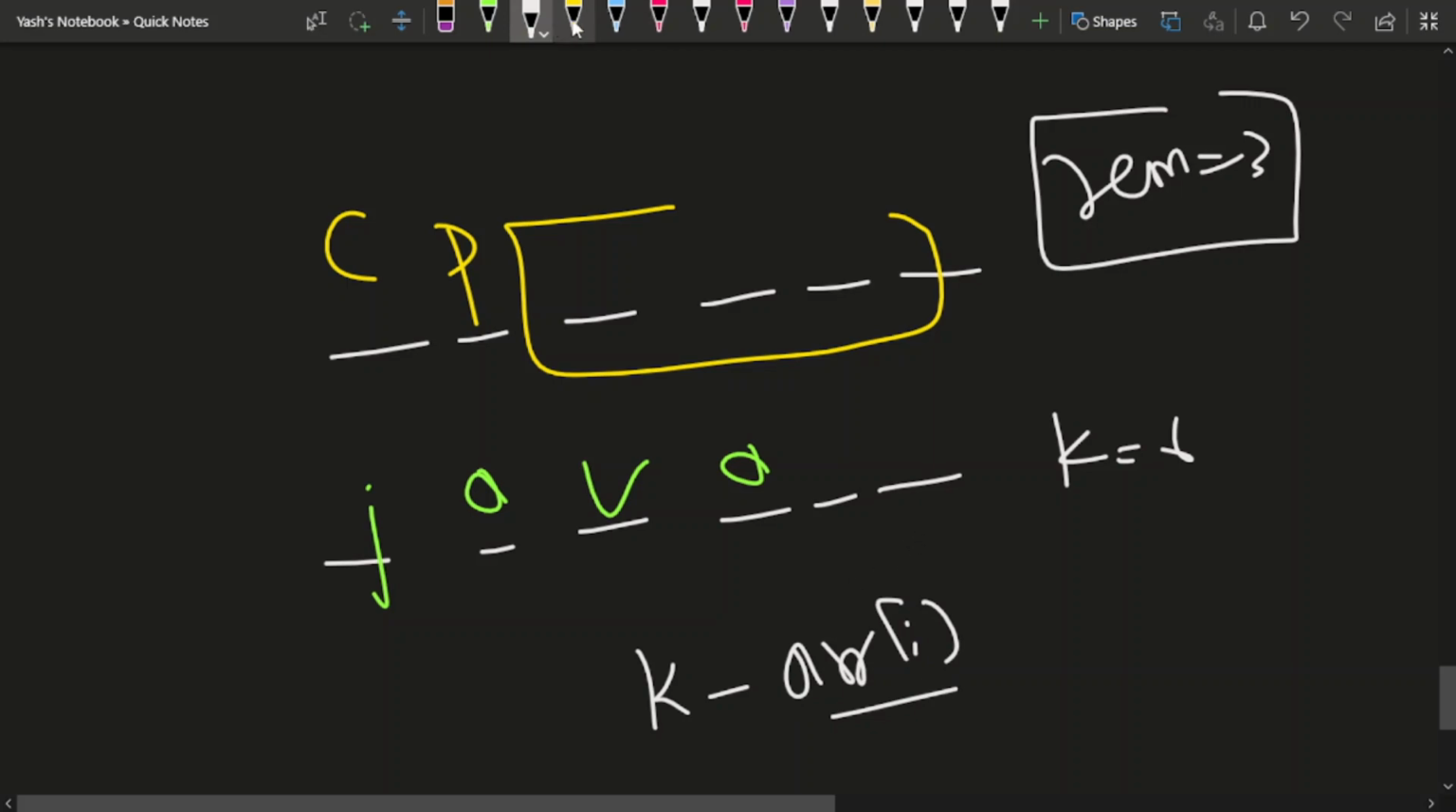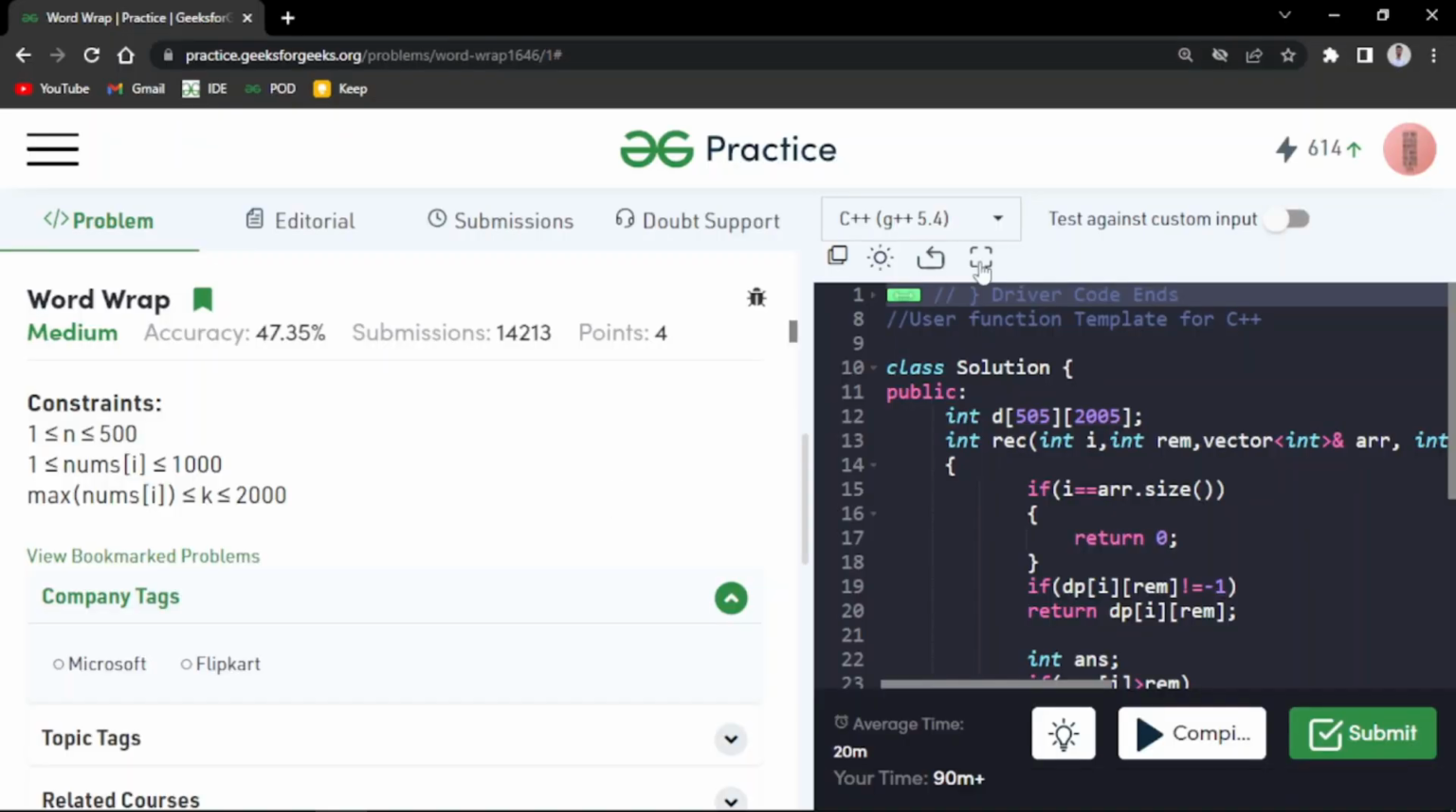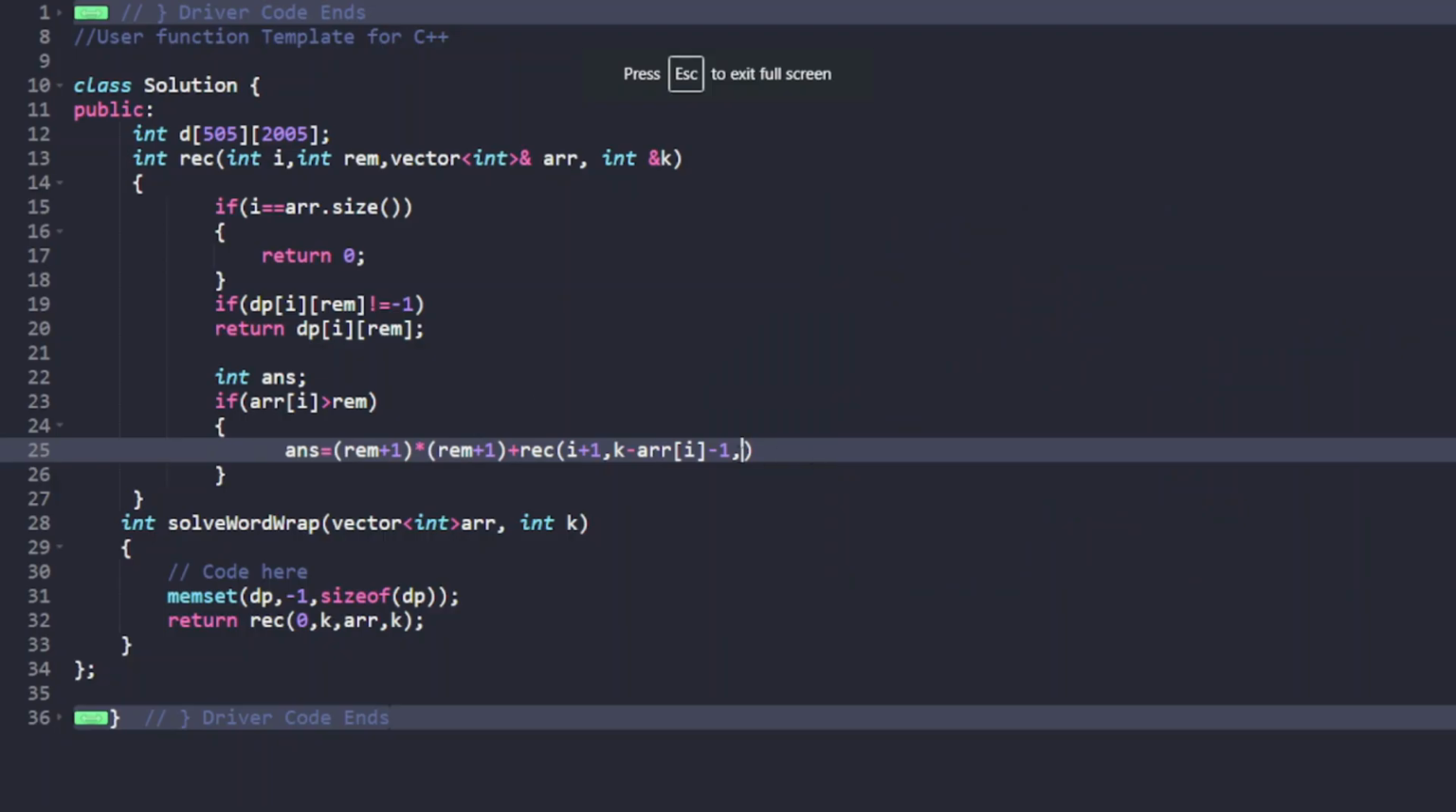After that, you will start putting the word from this particular space. You can see that the spaces seem to be remaining 2, but actually there's just one space remaining. So that's why you do minus 1. That is 6 minus 4 minus 1 gives me 1. So I'll do k minus arr[i] minus 1, and I'll pass the array and the value k in this particular function.